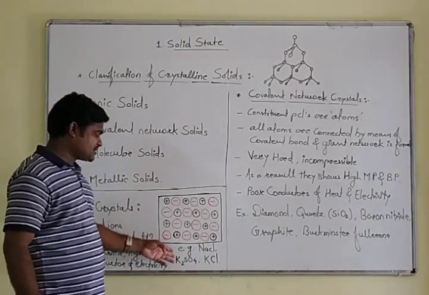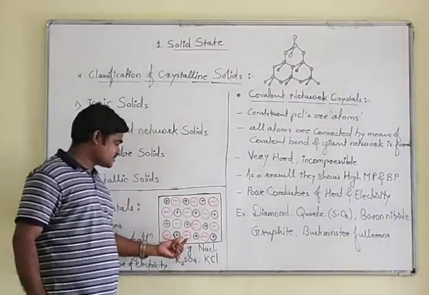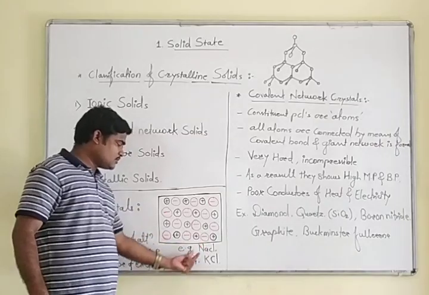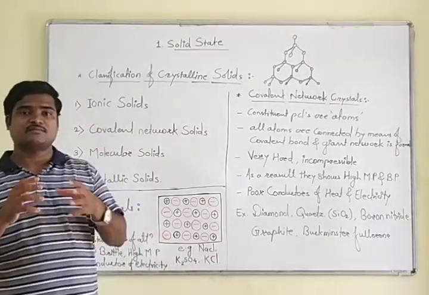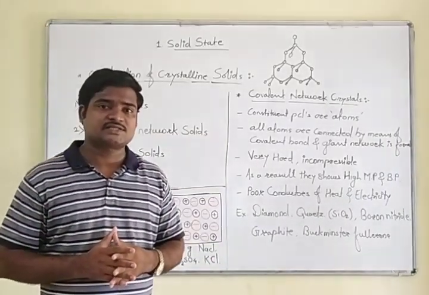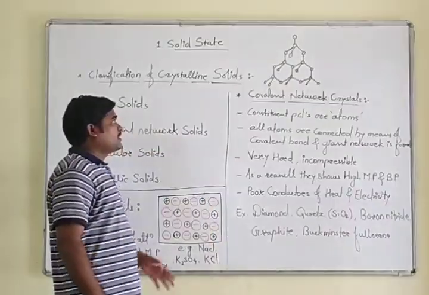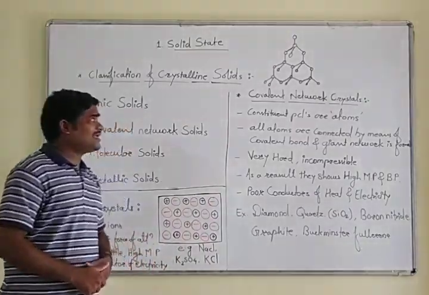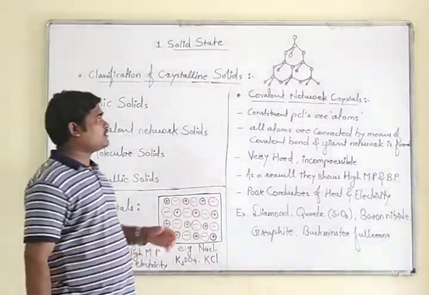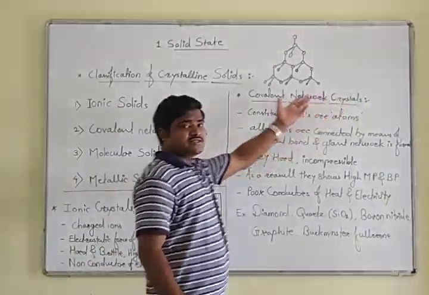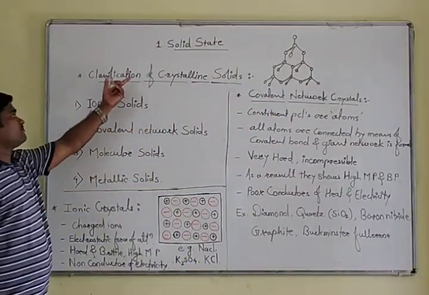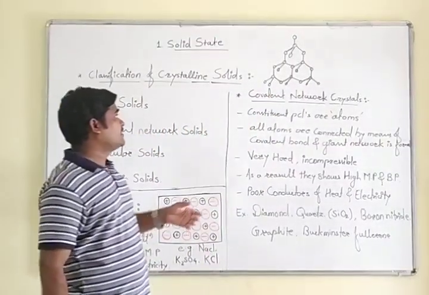And we are going to discuss some examples of ionic crystals. NaCl, K2SO4, KCl. These are some examples of ionic crystals. In our day-to-day life, we can take some other examples also. Now we are going to discuss the next point, that is covalent network crystals. This is the second classification of crystalline solids.